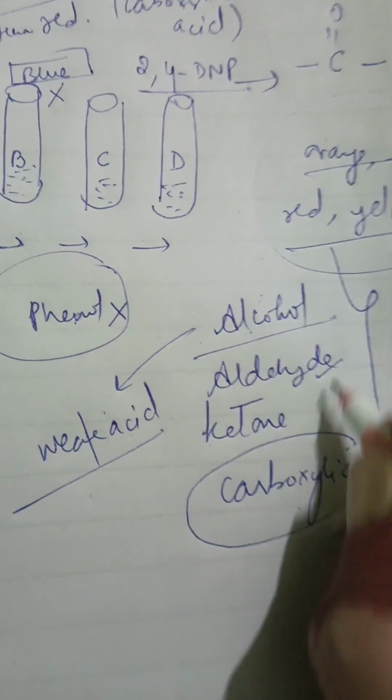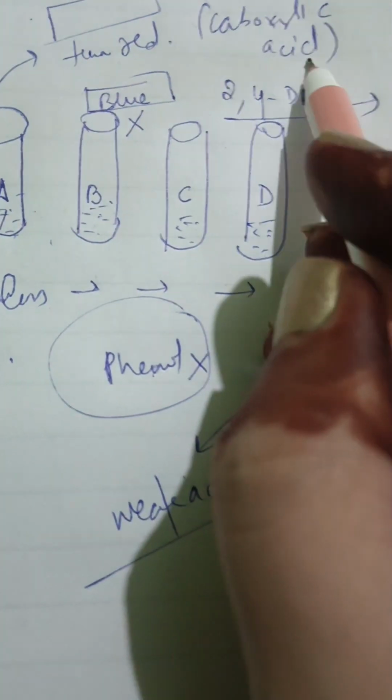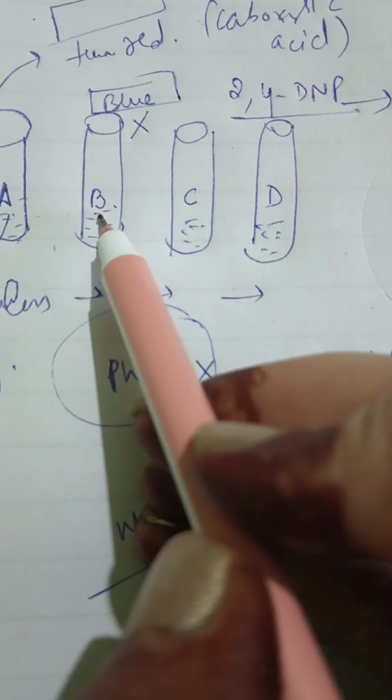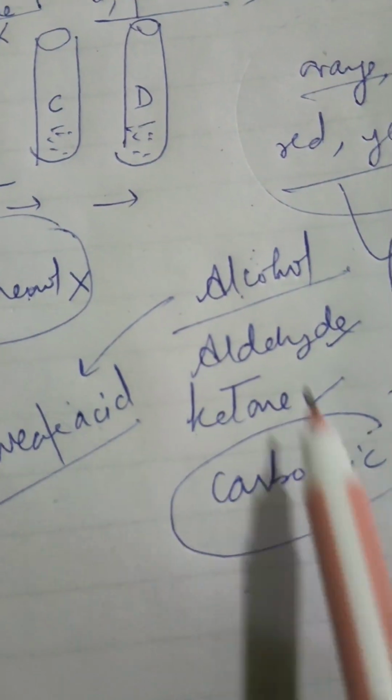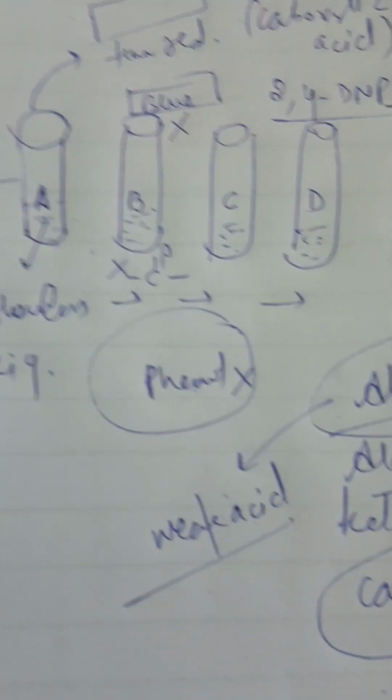And where do you see this type of group? In aldehyde and ketone. Let's say that 2,4 DNP does not give any PPT when dissolved in B. That means it is not a carbonyl containing group. That means it is alcohol then. What else are you left with? Alcohol. For alcohol, you can perform ester test.